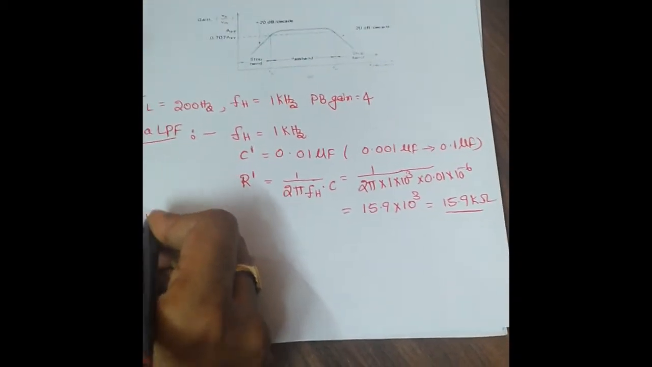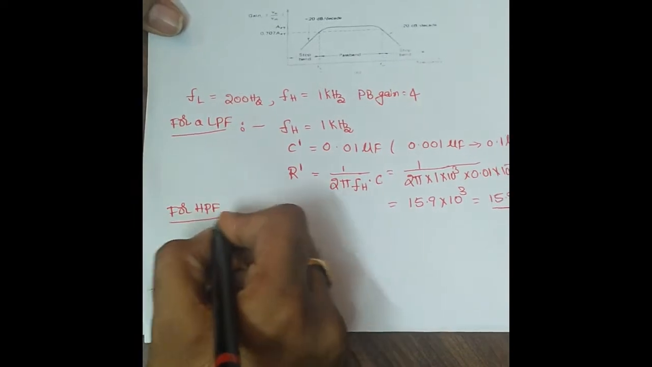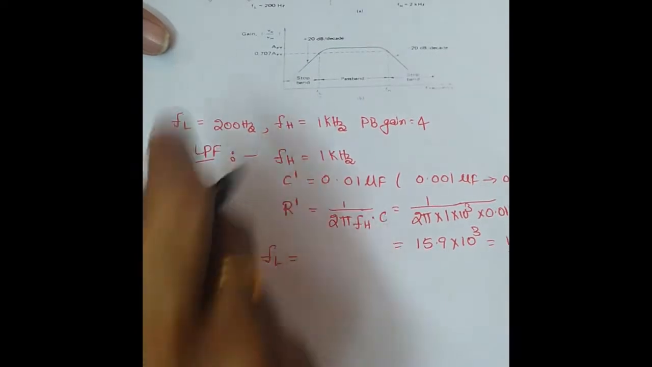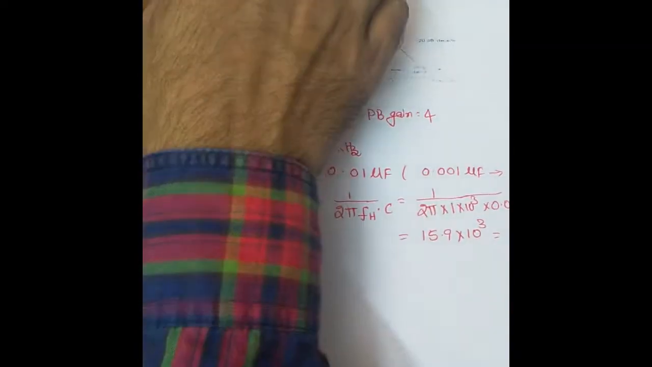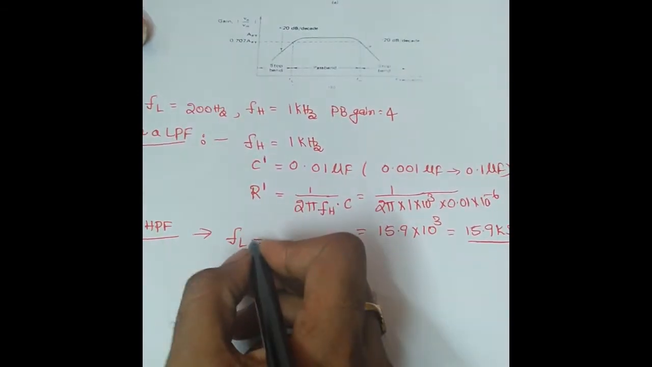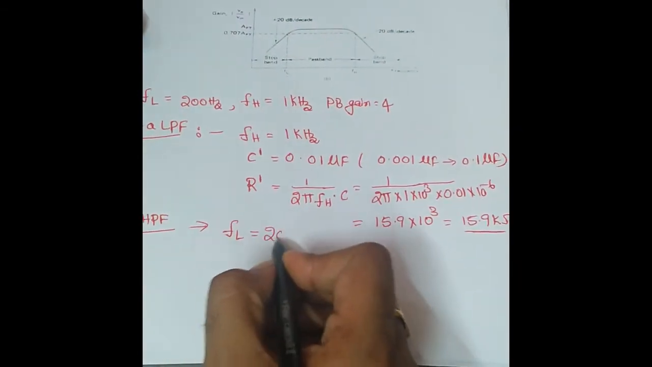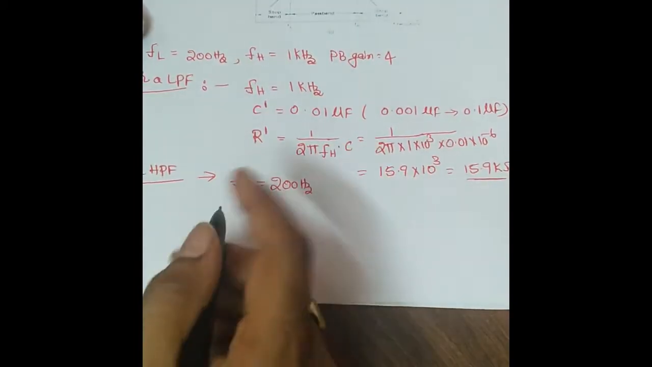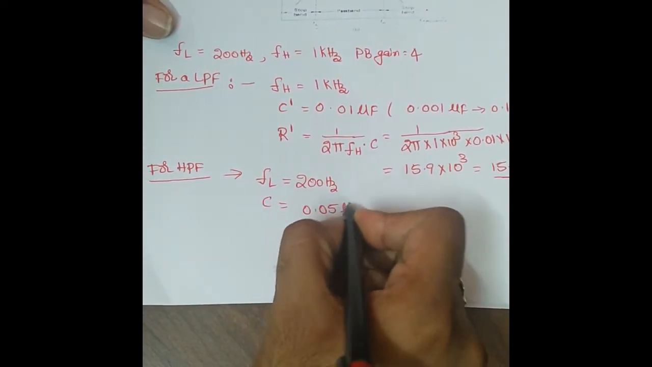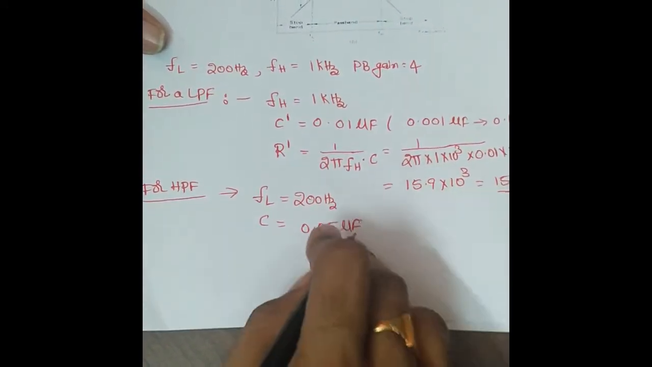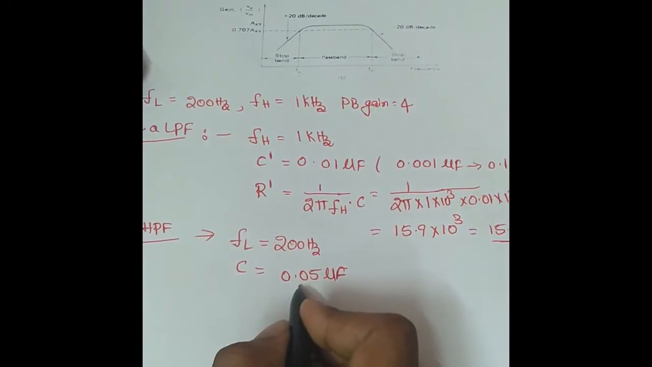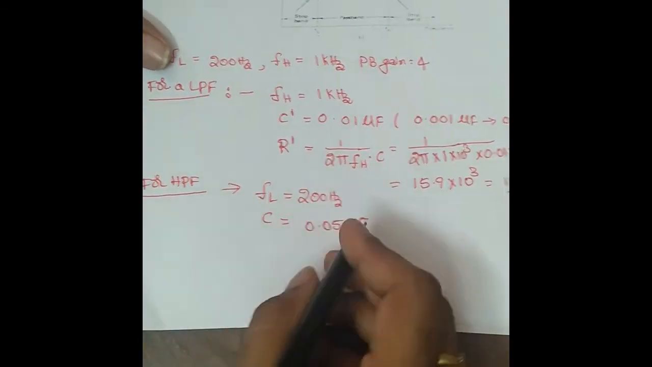Similarly for the high pass filter section, I need to select the value of FL, lower cutoff frequency. Now I am calculating the design part for the high pass filter section. For this high pass filter section I am selecting the FL value as 200 Hz, and assume the C value as 0.05 microfarad. Here also we can take in between 0.001 to 0.1 microfarad. I have selected it as 0.05 microfarad.